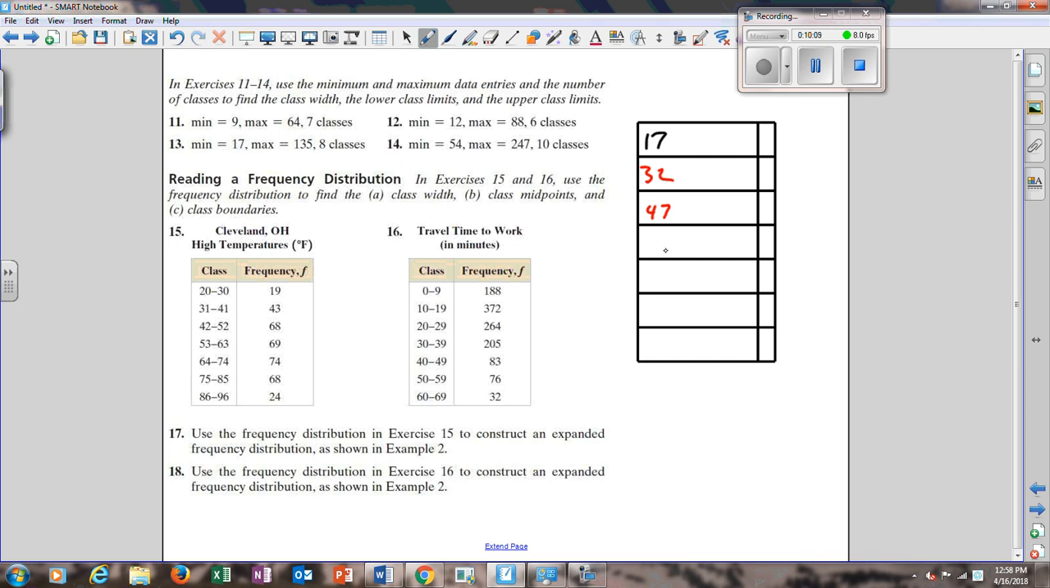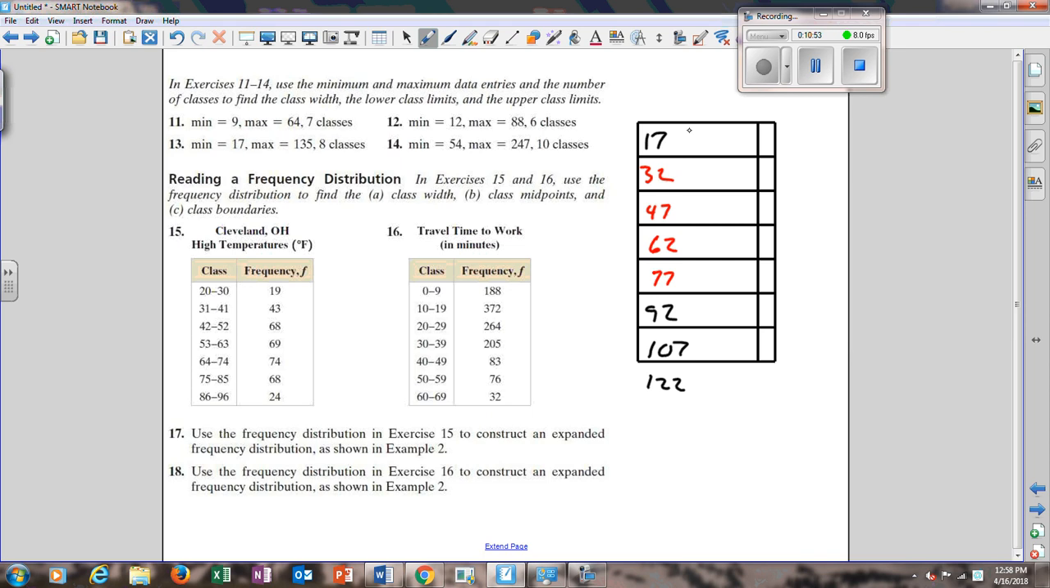Then plus 15 gives you 47. Then plus 15 gives you 62. Then plus 15 gives you 77. Then plus 15 gives you 92. Plus 15 gives you 107. Plus 15 gives you 122. How many is that? 8. 1, 2, 3, 4, 5, 6, 7, 8.